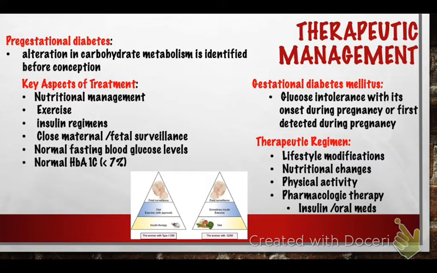Key aspects of treatment are going to include your first step, which would be nutritional management, which will include exercise, eating the right foods, eating certain foods at the best times. Then it will include insulin regimens if it's needed, and close maternal and fetal surveillance during the pregnancy. So remember, this is a disease that will affect the pregnancy outcome. It will affect the status of the fetus. So this will make mom a high risk pregnancy. This will make her pregnancy, at the moment, once we've diagnosed her, a high risk pregnancy.